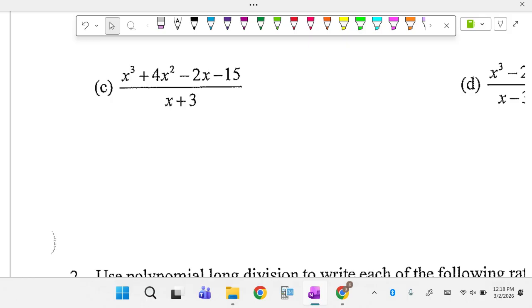Four X divided by X. Probably should be 4X squared. Wait, which one are we doing? So it's squared by X.